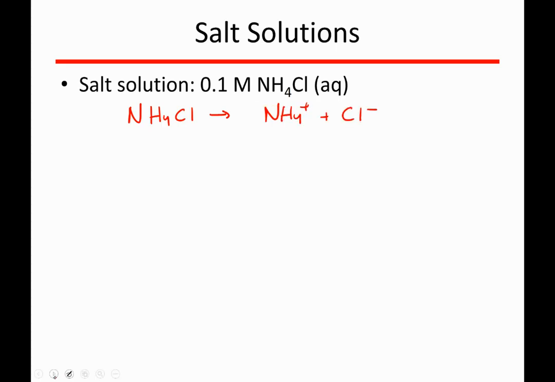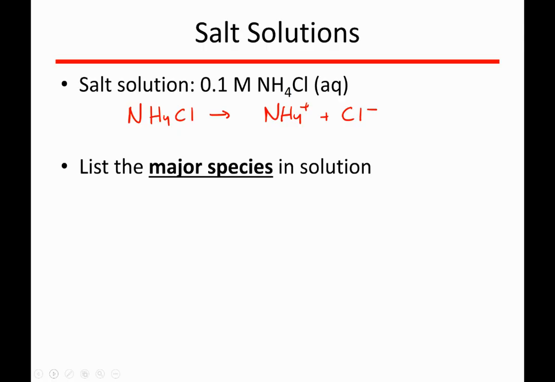Writing out this dissociation reaction is helpful when we have to write the list of major species that are present in a solution. I'll remind you that this step is really important because writing the list of major species can help you to determine if a chemical reaction takes place and what chemical reaction it is. In this solution, we're going to have the NH4+ ion. We're going to have the chloride ion. And remember, water is always present as a major species for any aqueous solution.